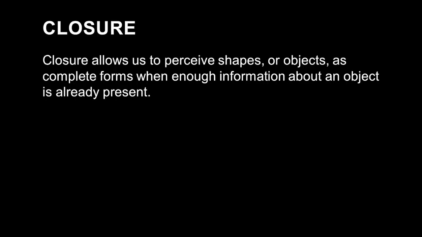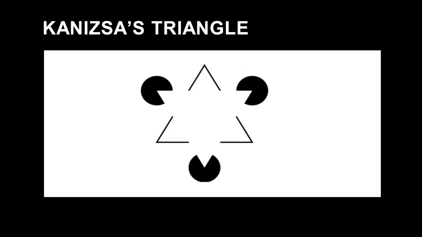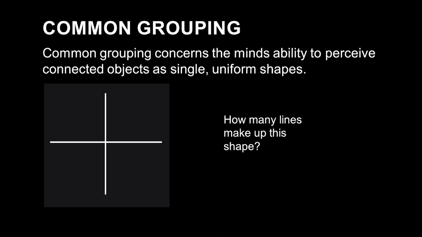So closure allows us to perceive shapes and objects as complete forms even when we don't have enough information there to understand what we're looking at. So let's take a look at this. Most of us look at that shape on the left and we say, hey, that looks like a circle. And we look at the one on the right and we think, that's kind of square-like. So that's closure at work. It's taking shapes that we already understand and forming them in our brains. One really common example of this is Kanizsa's triangle. And here, no triangle is actually being drawn, but our brains are visually placing triangles, or at least creating the contours of triangles.